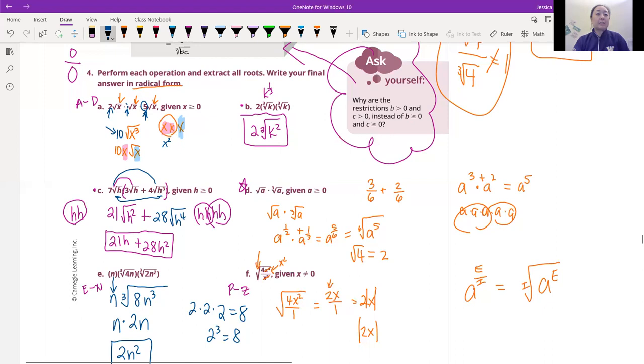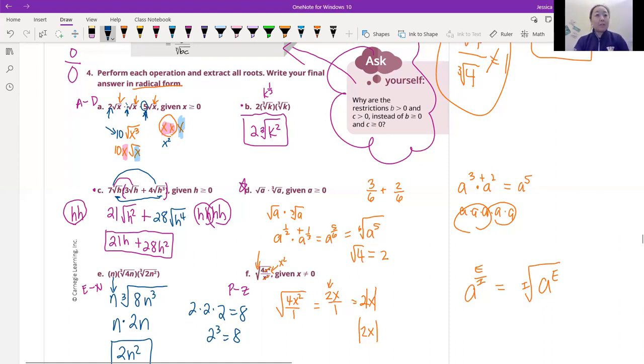And then let's take a look at C. So remember C, we are going to be distributing because we can't add the square root of h plus the square root of h to the third power, because that's not the same. It doesn't have the same number inside, right? The same radicand. So we can't do that. All right. So we're going to just distribute.